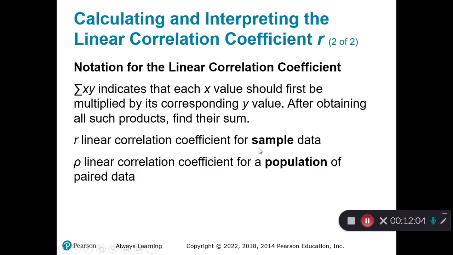r is a sample statistic. It's a number that is calculated from sample data. Rho, which is this funny p-looking symbol, is a Greek letter. It's actually the Greek letter r, and that is a symbol that we use if we're calculating the linear correlation coefficient for an entire population, so using census data. So r is a sample statistic, rho is a population parameter. In this chapter, we're only going to be looking at sample data, so we're only going to be using the lowercase r label.